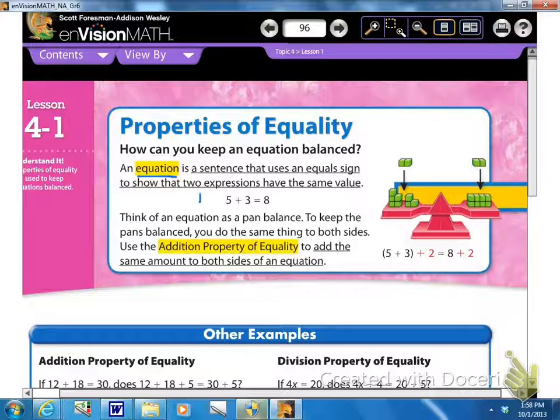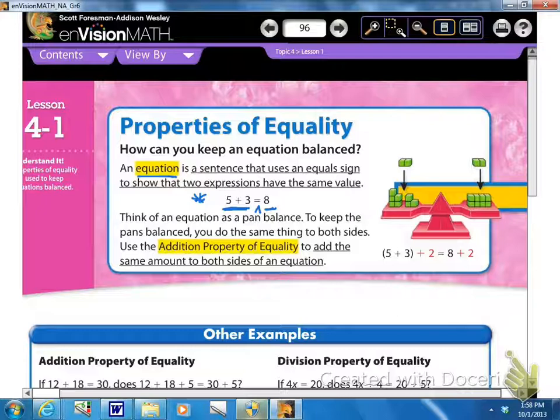So here's our equation down here. Basically it's saying that I have an expression on this side and I have an expression on this side. So I have 5 plus 3 is one expression. I have my equal sign, and then the other expression on the other side, which is 8. And I have my equal sign showing that these are equal or have the same value.